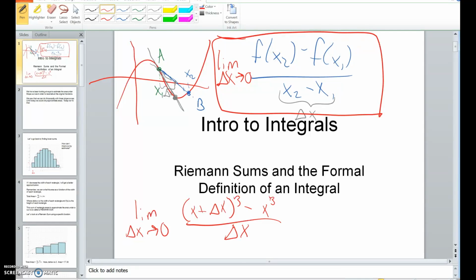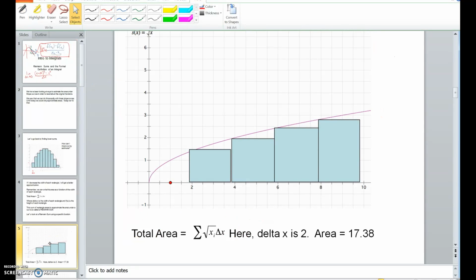Then we went on to do a bunch of shortcut derivative rules that made this easier. But the important part is that the formal definition of a derivative comes from a limit where we are taking two points, finding the average rate of change, and then using a limit process, making the distance between them smaller and smaller. So we're also going to use a limit process to define an integral. But here the problem is slightly different.